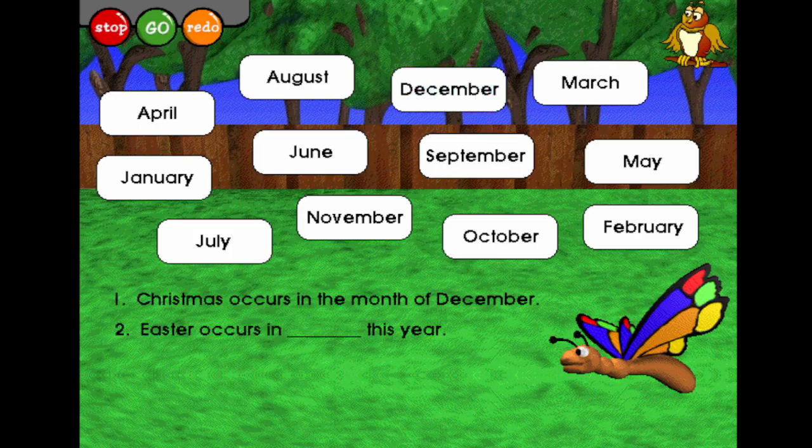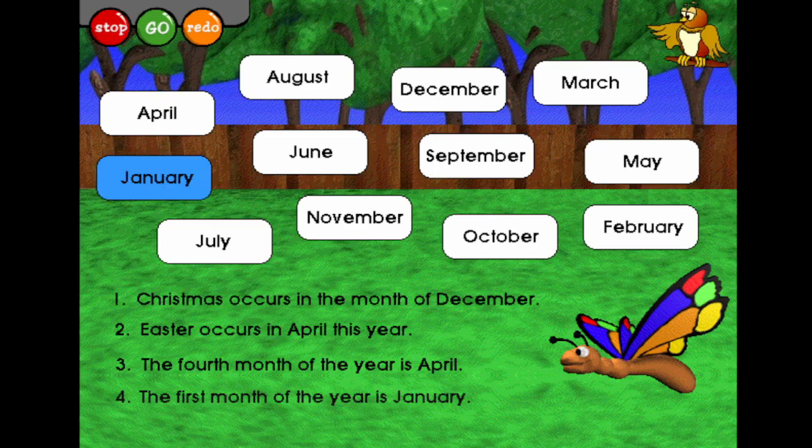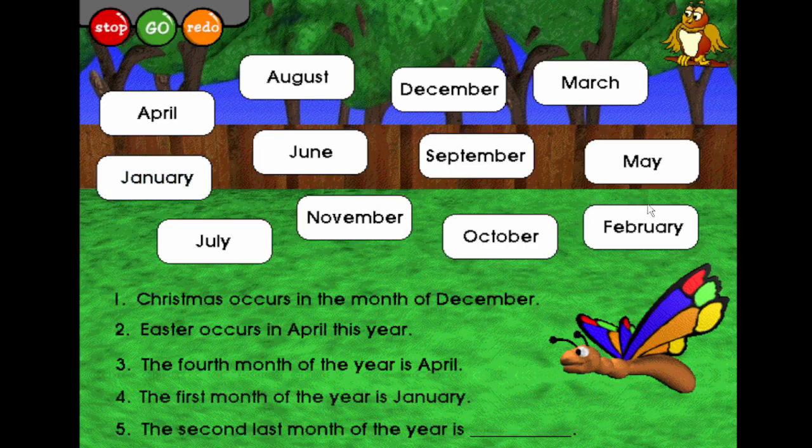Easter occurs in this year. Uh-oh. Have another try. Easter occurs in April this year. The fourth month of the year is. The fourth month of the year is April. The first month of the year is. The first month of the year is January. The second last month of the year is. The second last month of the year is November. Aren't you clever? Click Go to do some more, or click on Redo to see this lesson again.